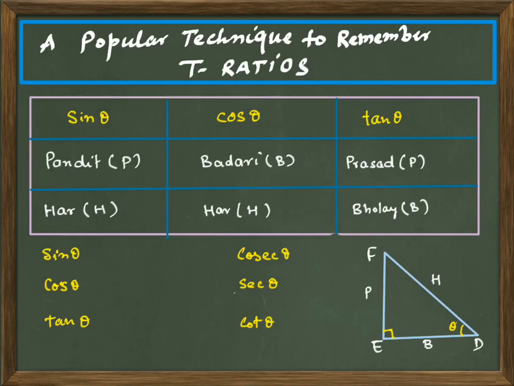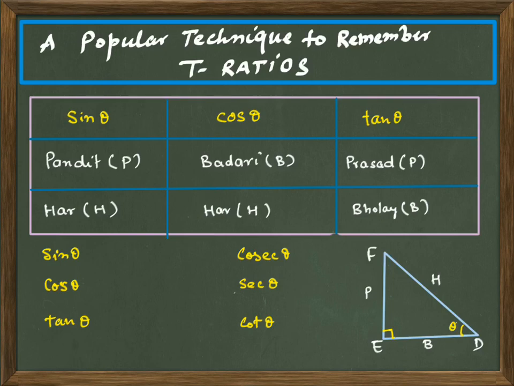So now we are going to discuss the popular technique to remember the T ratios. This will help you to remember easily, and you can draw this diagram anytime. This table will help you whenever you have to use a trigonometric ratio. You just plot this table and put the value, and you can easily write the value of sine theta, cos theta, tan, cosec, sec, and cot.